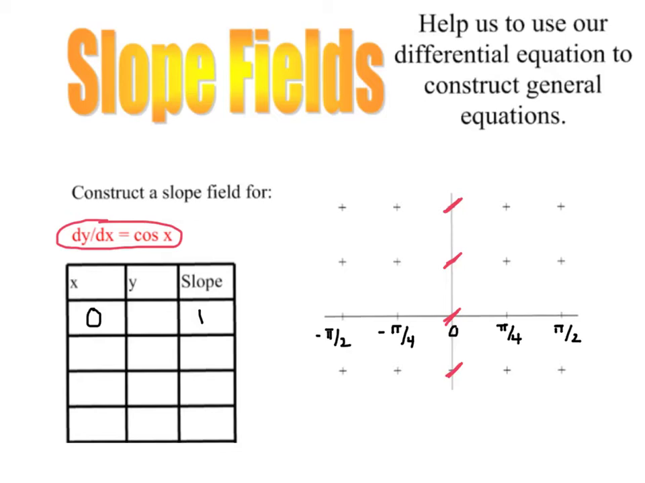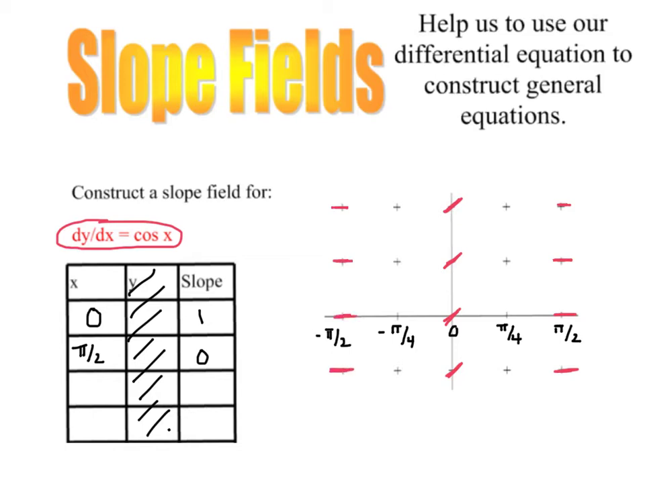Okay, let me go to the next spot, pi over 2. I'm not going to do anything with this y column yet. You'll see why in a minute. Okay, the cosine of pi over 2 is 0. So now every time that x is pi over 2, I'm going to draw a little slope of 0. I can also do that at negative pi over 2, because the cosine of negative pi over 2 is also 0. Okay, so I'm going to do that over here.